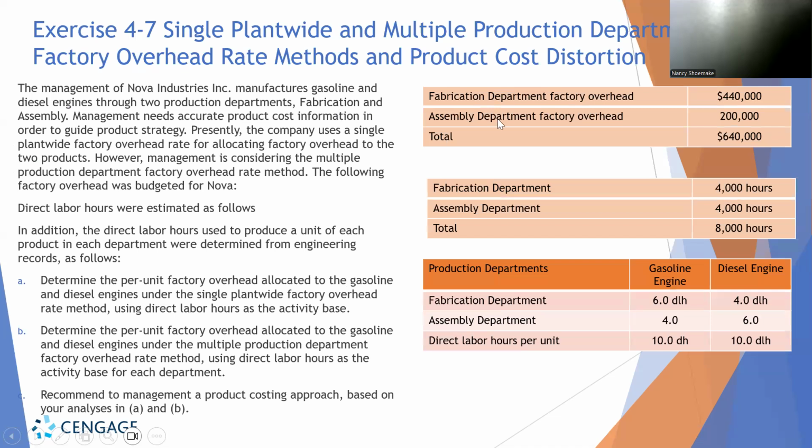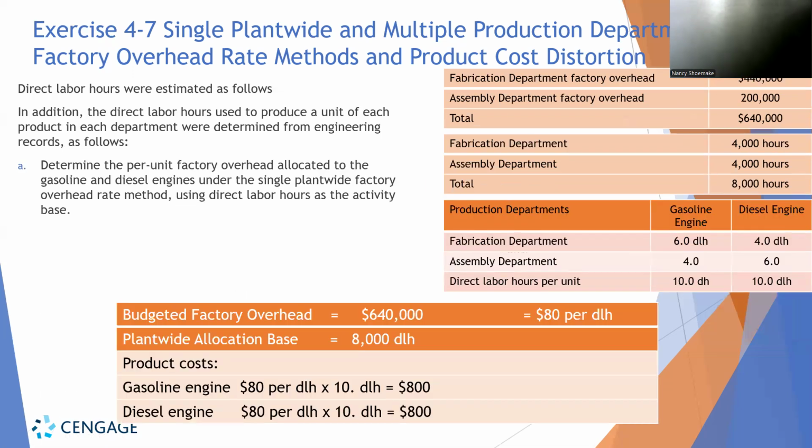The management of Nova, same thing. We show two departments, fabrication and assembly. We show two types of engines we're building. In the fabrication department, the gasoline engine takes more hours than the diesel does. But in the assembly department, the diesel takes more hours than the gas engine does. So if we allocate these hours, you can see just here, the fabrication department's costs are a lot higher than the assembly department. So there will be a discrepancy with factory overhead allocations between the gasoline engine and the diesel engine because of how much time they're taking in each department.